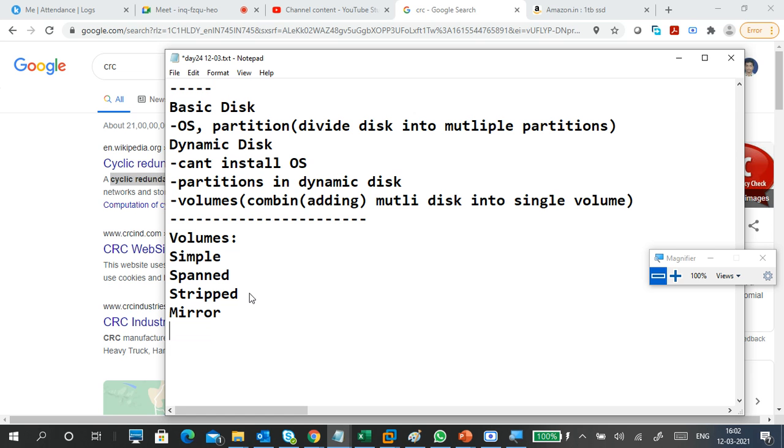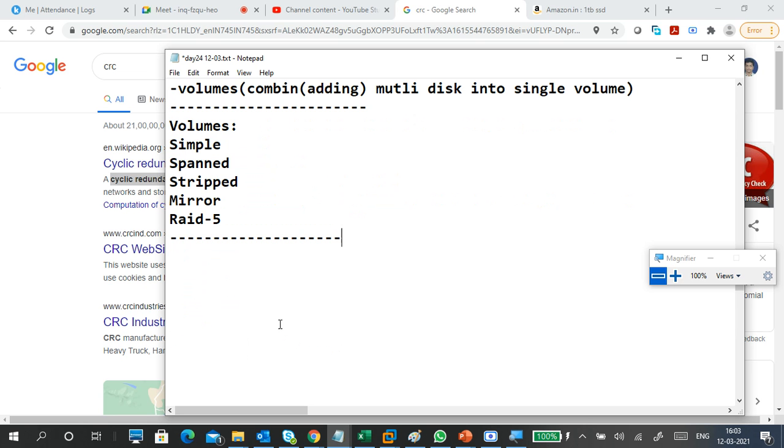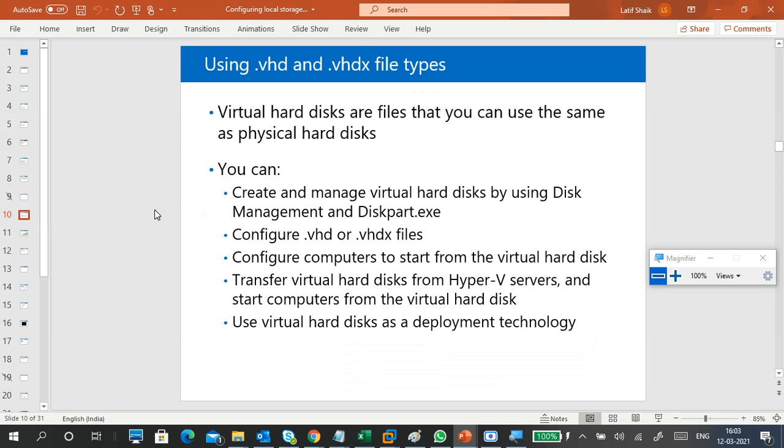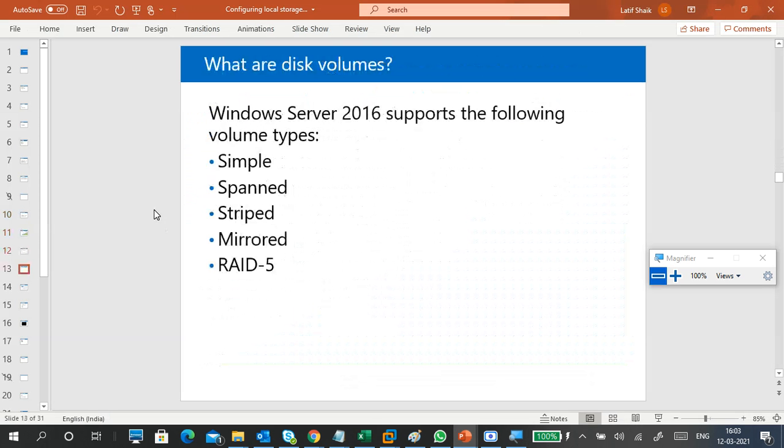One more volume is there, that is called RAID 5. That is only available in a server. So these are the volumes we can create using a dynamic disk. VHD and VHDX I will tell in the storage part. These are the volumes you can create: simple volume, spanned volume, striped volume, mirrored volume, and RAID 5.